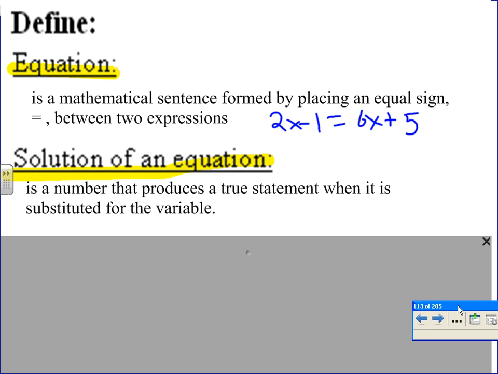The point of an equation is so that you can figure out the answer. You're first setting it up based on a problem. We will do a lot of word problems at the end of this chapter, translating a word problem to an equation and then solving. You need to solve for x, which produces a true statement when you substitute it for the variable. Adam?